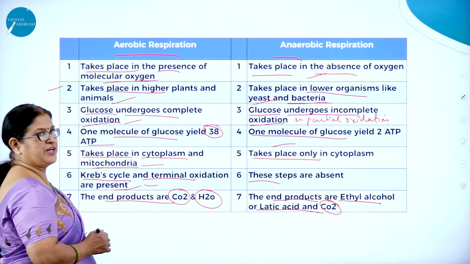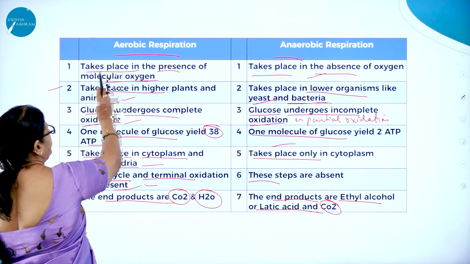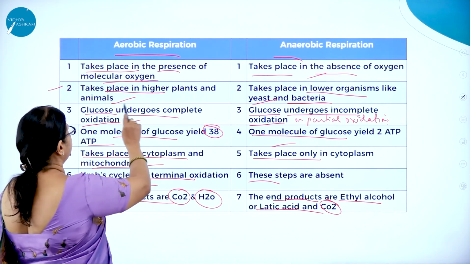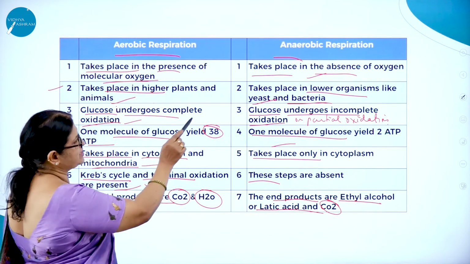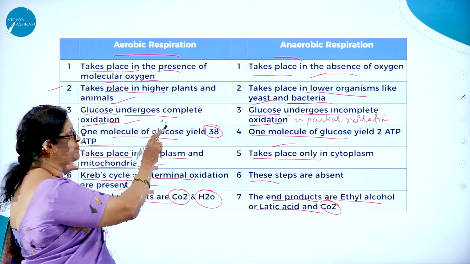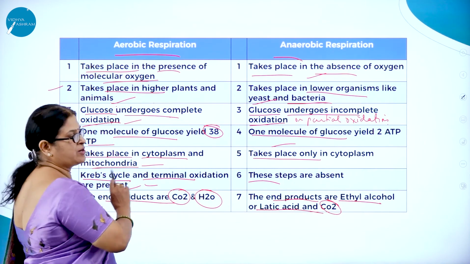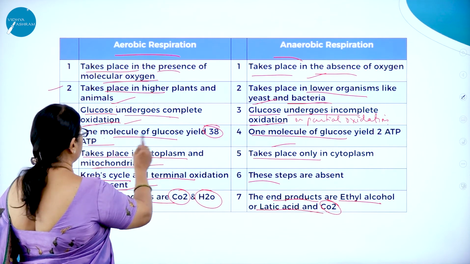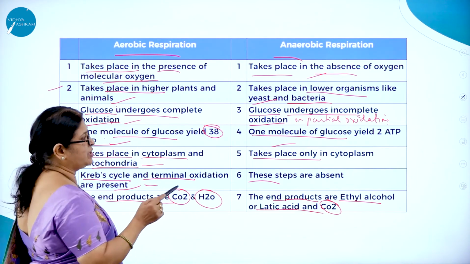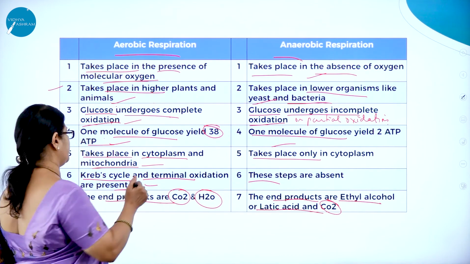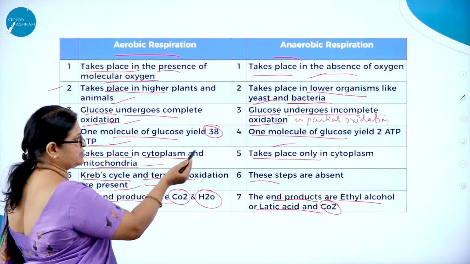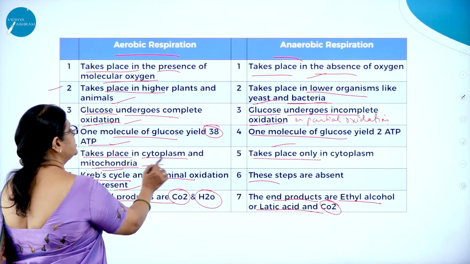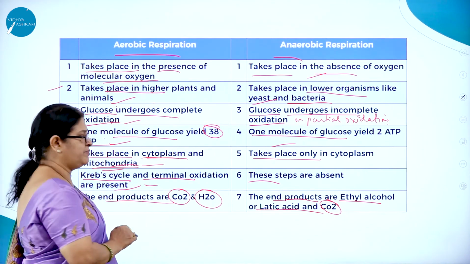So what is the difference between aerobic and anaerobic respiration? First point, aerobic respiration takes place in the presence of molecular oxygen, anaerobic takes place in the absence of oxygen. Aerobic takes place in plants and animals, anaerobic in lower organisms, yeast and bacteria. In aerobic, glucose undergoes complete oxidation; in anaerobic, incomplete oxidation. One molecule of glucose yields 38 ATP molecules in aerobic, and only 2 ATP molecules in anaerobic. Glycolysis takes place in the cytoplasm in both. Aerobic takes place in cytoplasm and mitochondria, anaerobic only in cytoplasm.